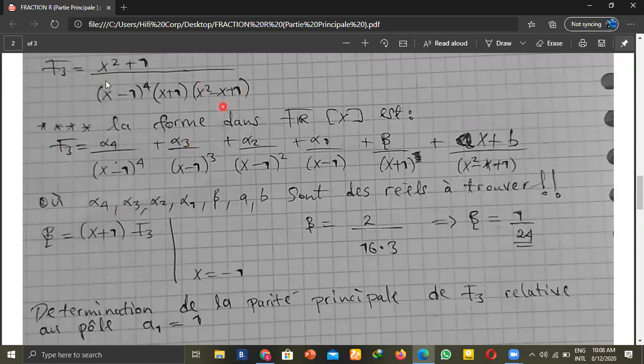So when you put -1 on top, it will be 1 plus 1, which is 2. Here down, it will be 16. Here down, it will be 3. So when you multiply them, that will give you 48. So 2 over 48 is going to give us 1 over 24. This is our beta.